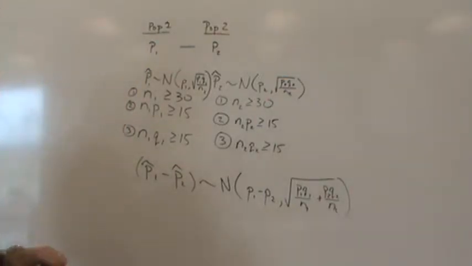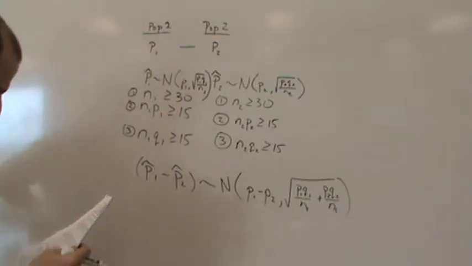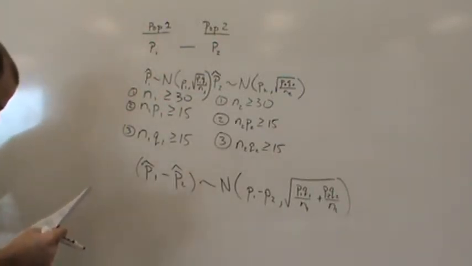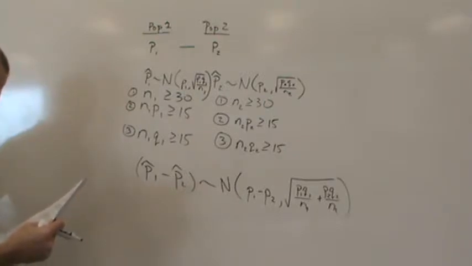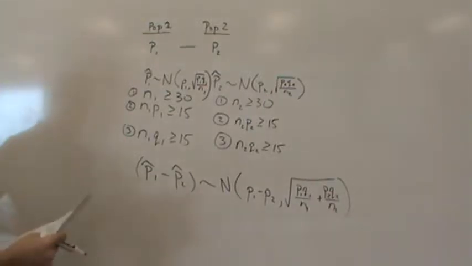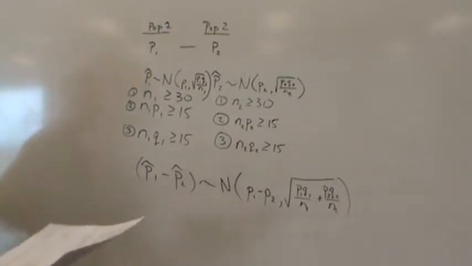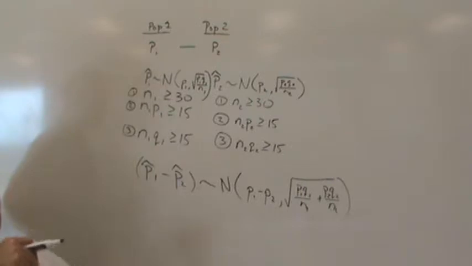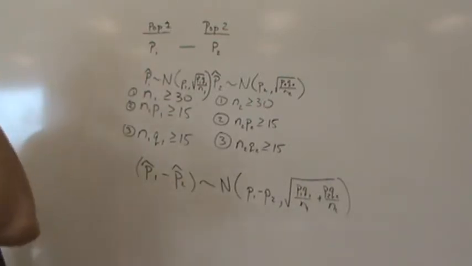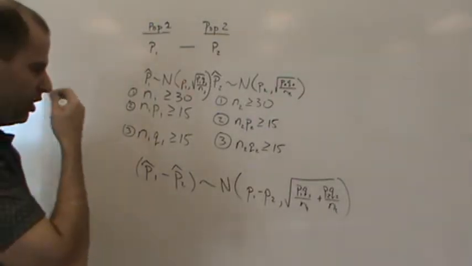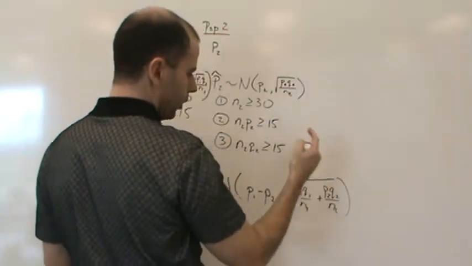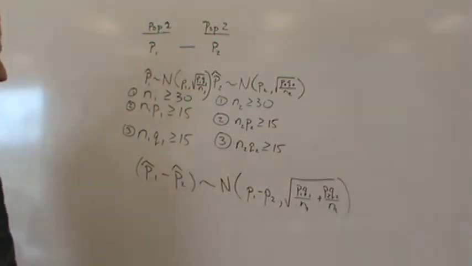Well, a couple of things we have to keep in mind. Generally, under the null hypothesis, what are we doing? We're stating that the population proportions are equal, right? Well, what are we going to do? Are we going to use P1 or are we going to use P2 if they're the same?